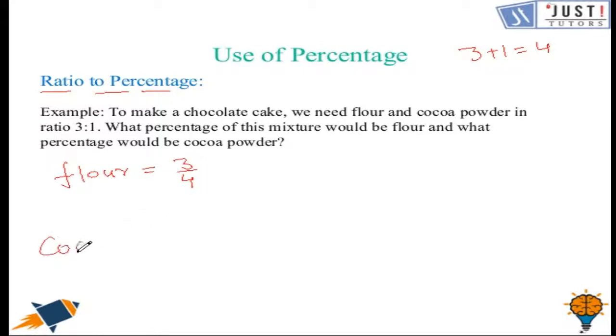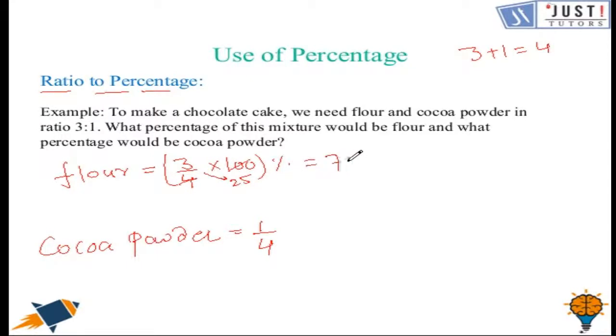And for cocoa powder, we have the fraction 1 over 4. In order to convert them to percentage, we do like this. 4 goes into 100 25 times and then multiplied by the top number, that is 75. So flour is 75% in the mixture. And similarly for cocoa powder, we can do 4 goes into 100 25 times, so it is 25%. So in the mixture 25% is cocoa powder.